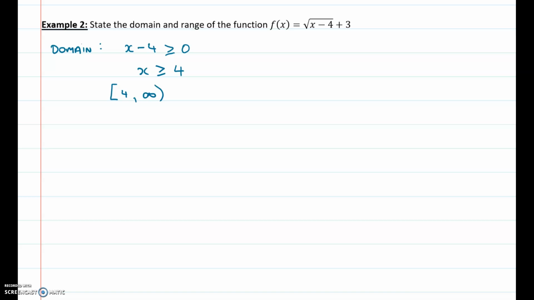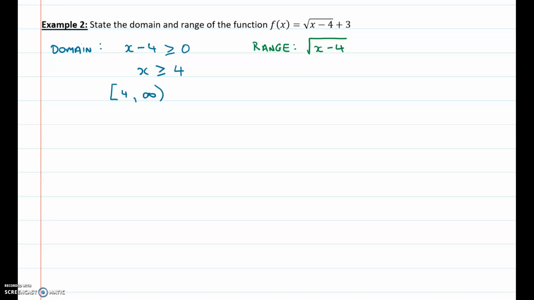Now the range maybe is a little bit harder. People maybe find it a little bit harder. And the range is what are the type of answers that you can get? So what we're trying to do is find the limits that are going to be placed on f of x. Well, you start here by looking at just the square root part of it. And we know that any square root is going to be greater than or equal to 0.